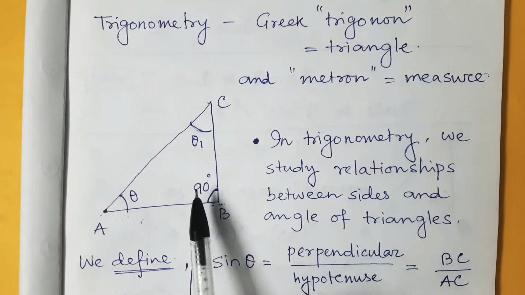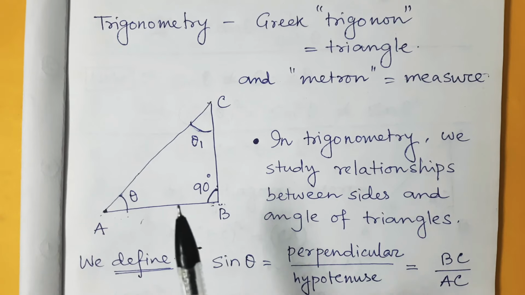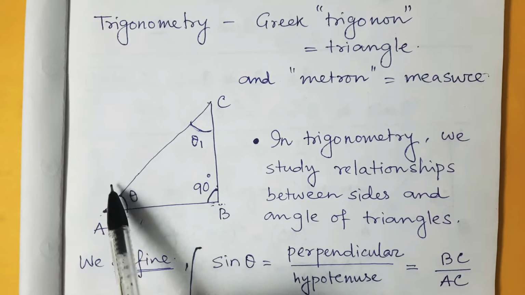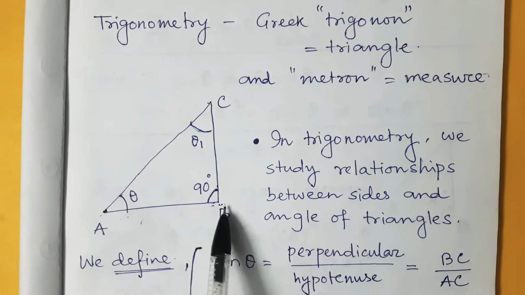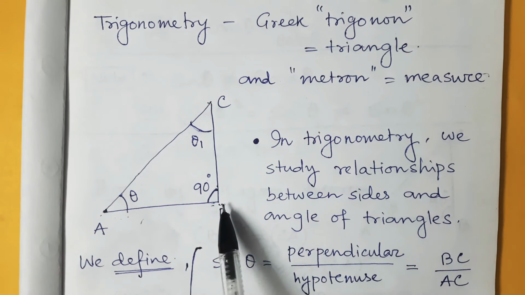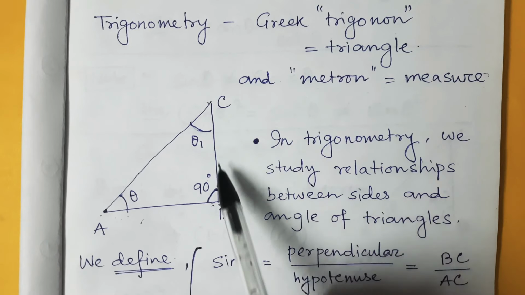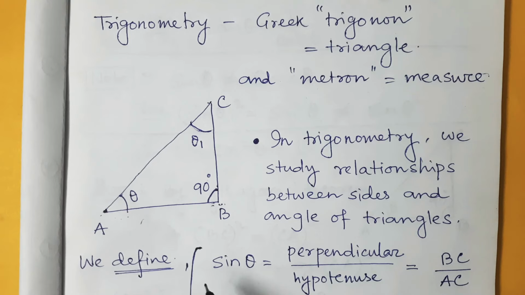Now the perpendicular and base of the triangle cannot be decided without the angle which you are going to consider. That means if you consider this angle BAC, then the base will be AB and BC will be the perpendicular. But if you consider this angle, then BC will be the base and AB will be the perpendicular. So first let me tell you about the trigonometric ratios.